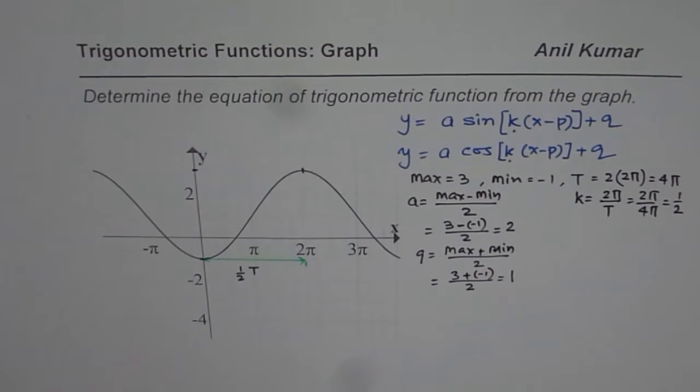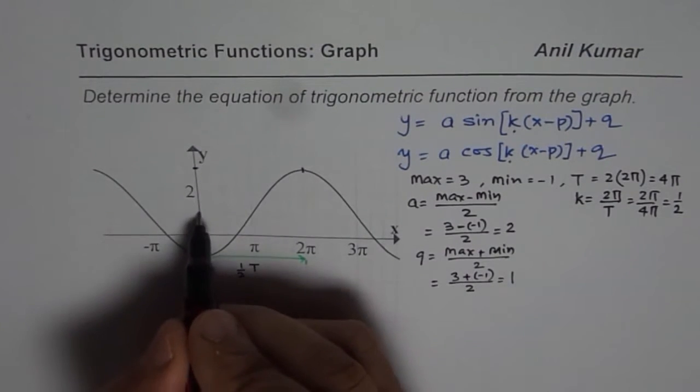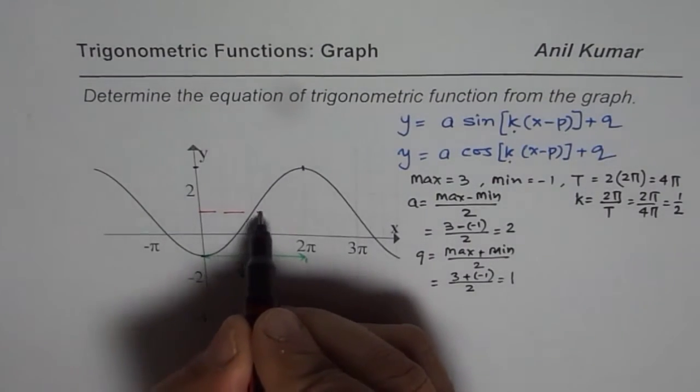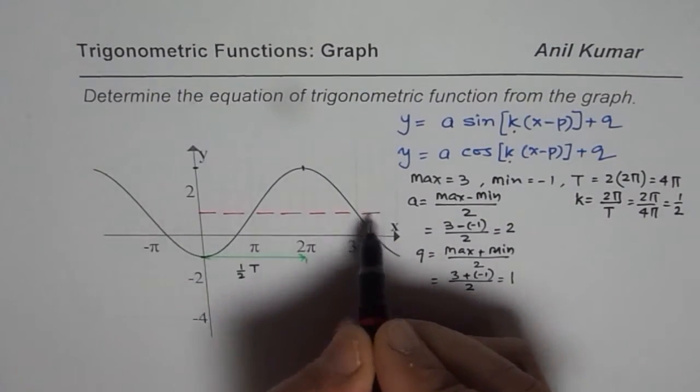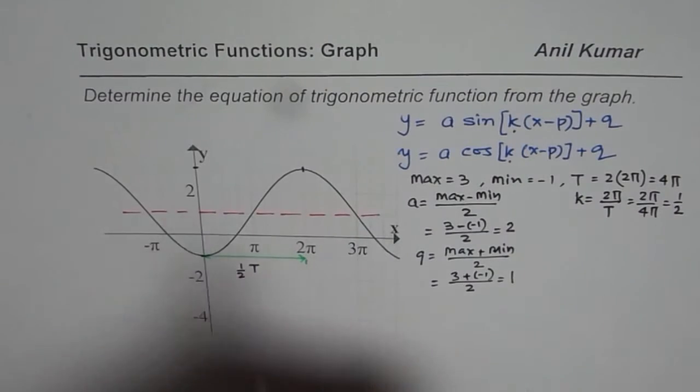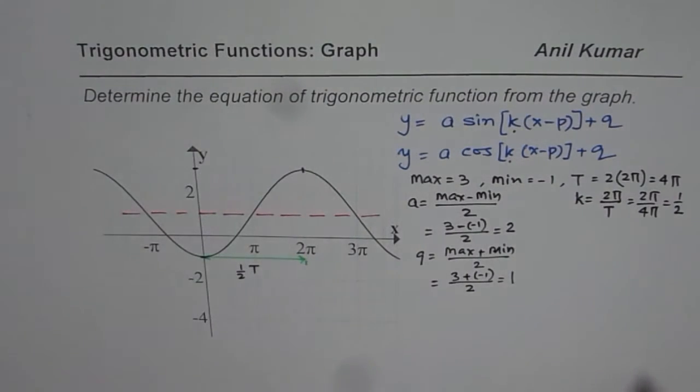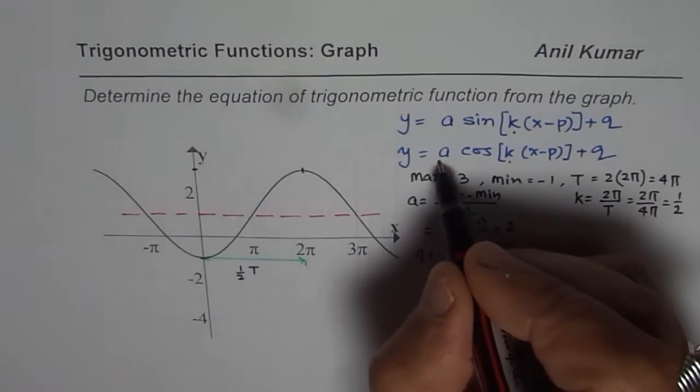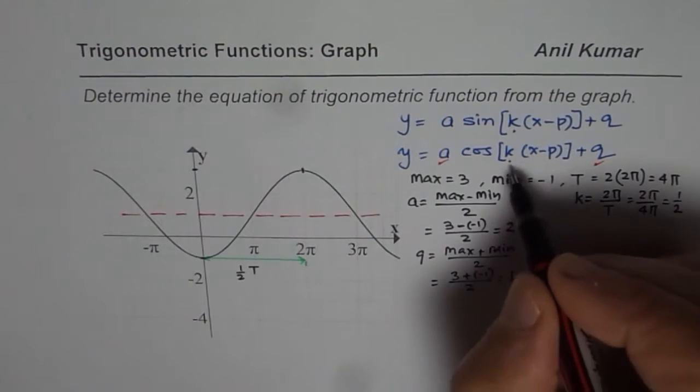Now once we know the axis, it is a good idea to always sketch the axis. In this case it is at 1, so let's just sketch it. There you go. So that is the axis for the wave. Now, we know the amplitude, we know the axis, and k.